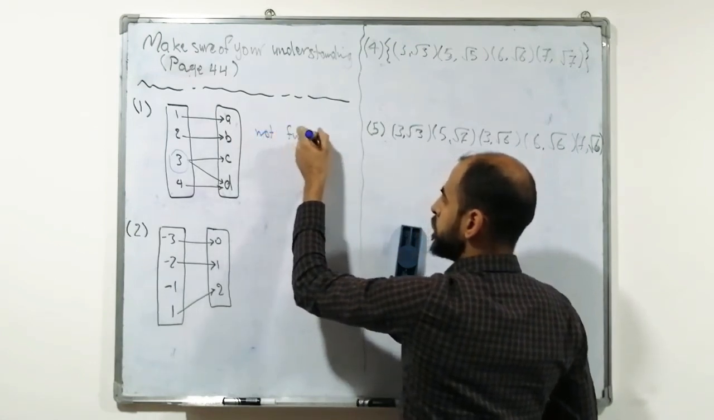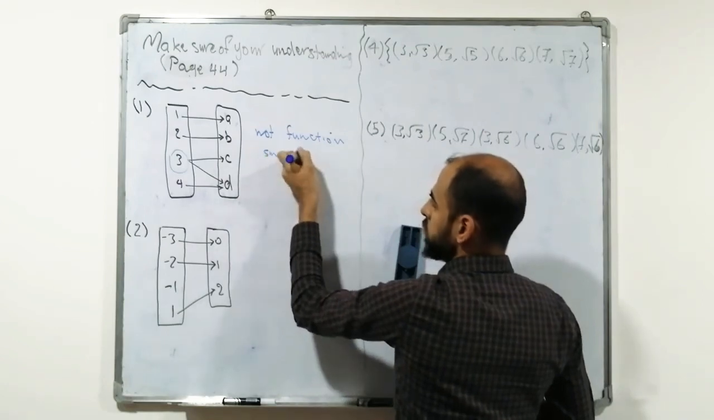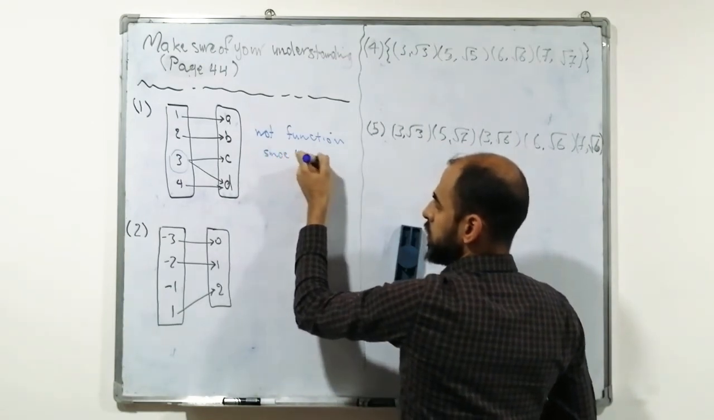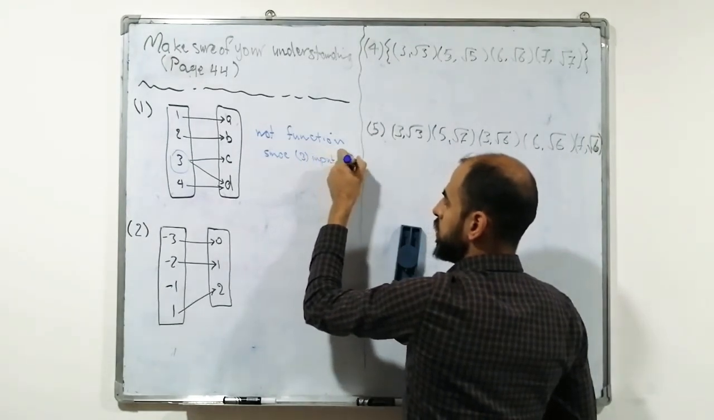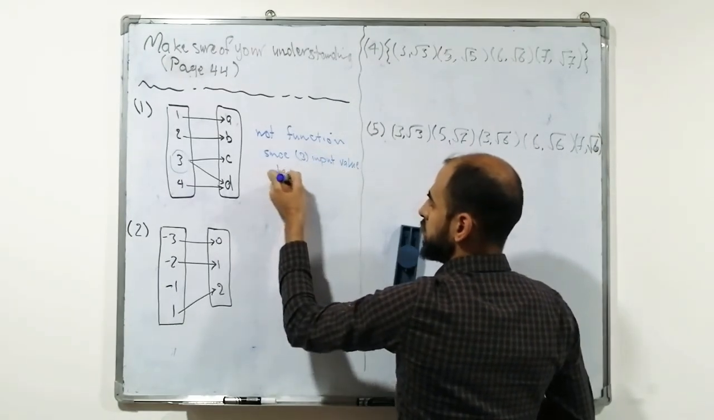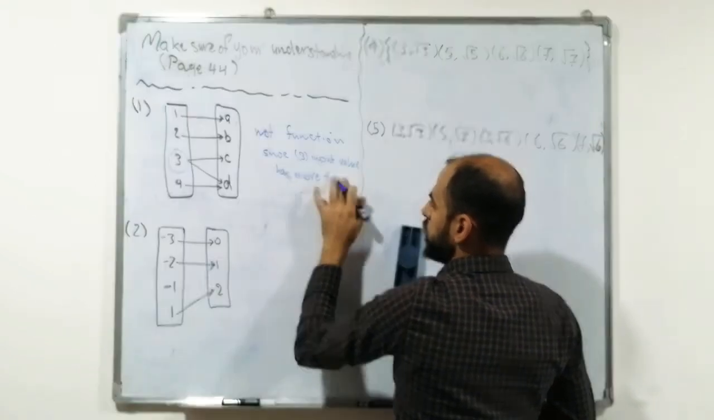Why? Since, or because, 3, the input value, has more than one output value.